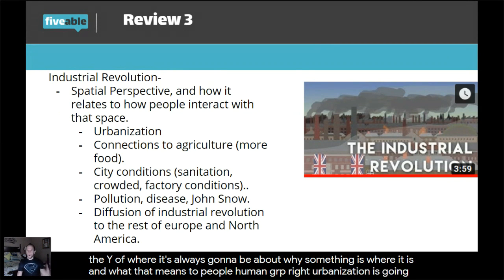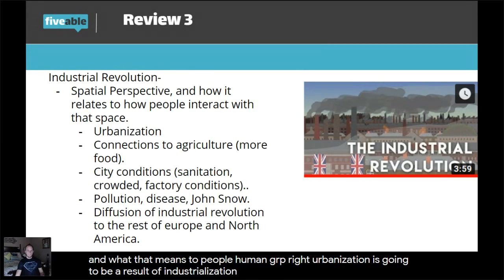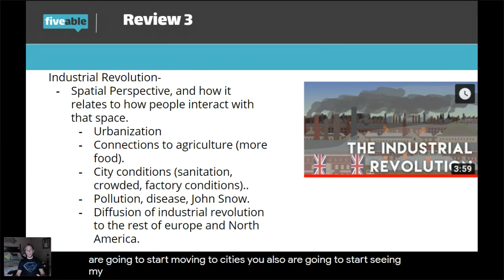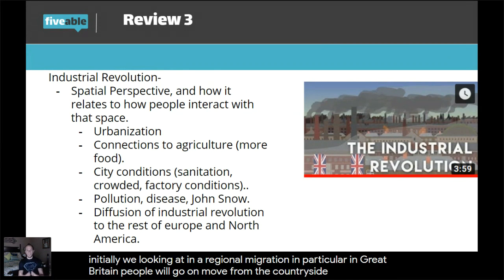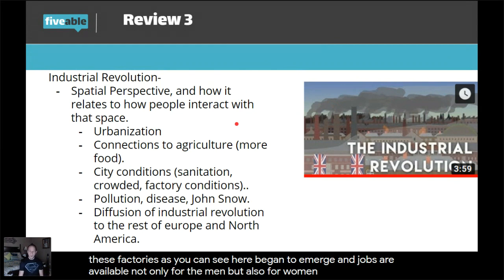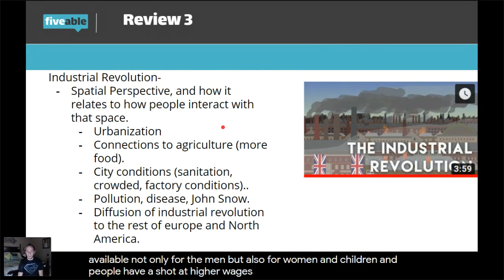Urbanization is going to be a result of industrialization. What we mean by that is people are going to start moving to cities. You also are going to start seeing migration of people, maybe from other countries into cities. But initially, we're looking at interregional migration. In particular, in Great Britain, people are going to move from the countryside into cities where these factories, as you can see here, begin to emerge, and jobs are available not only for the men but also for women and children. And people have a shot at higher wages than they've ever had before.